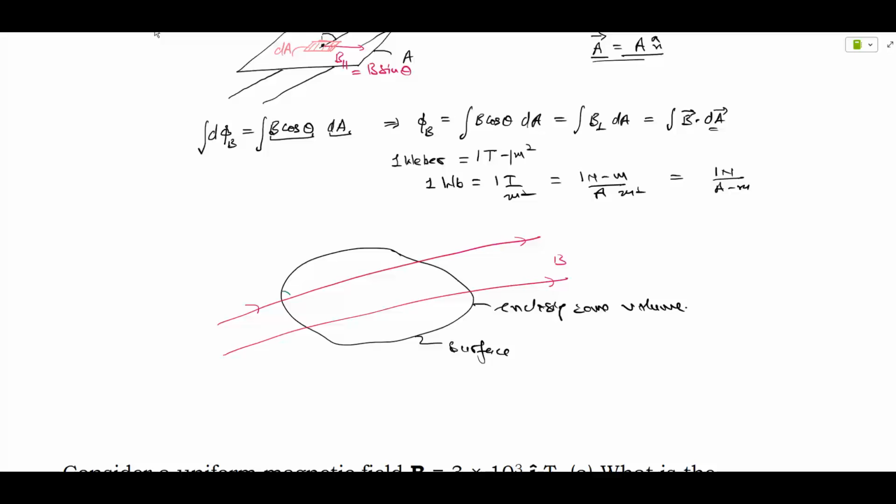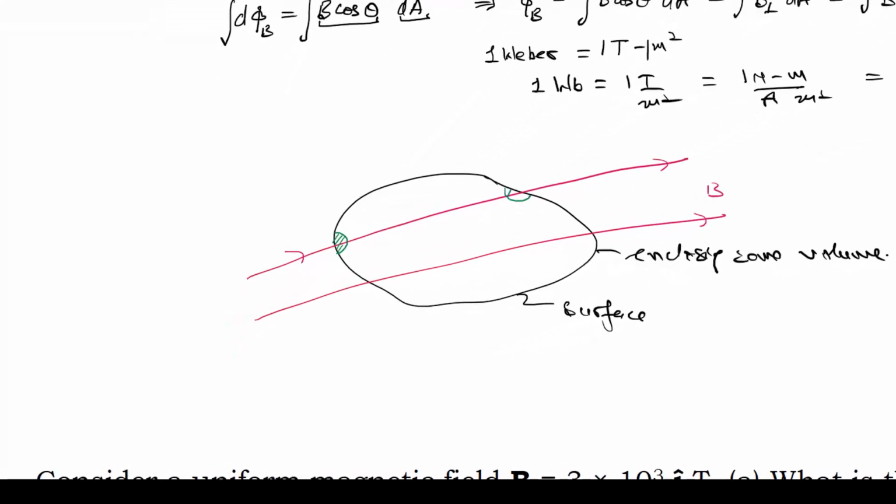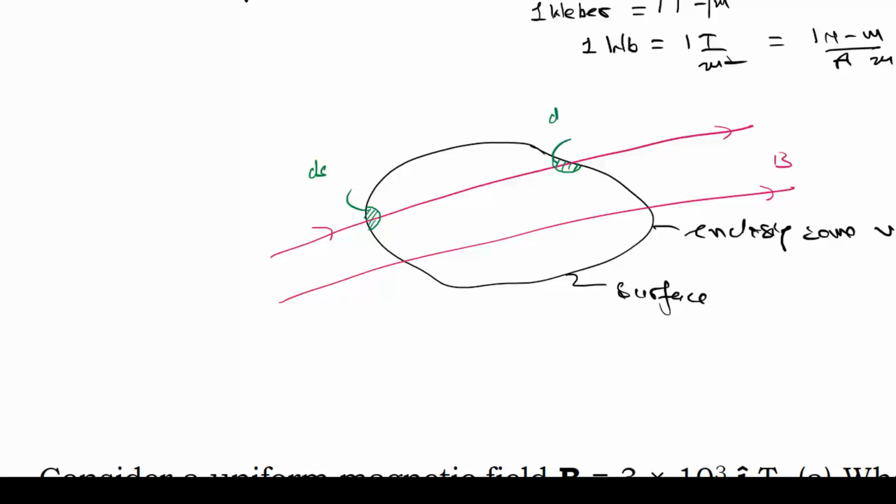For that, I will consider elementary areas such that this elementary area has area dS, this elementary area has dS. Also, you have to remember that whenever you take the normal corresponding to a surface or an area, you have to always draw it away from the surface. You will never draw it inward. You will always draw it in the outward direction, right?